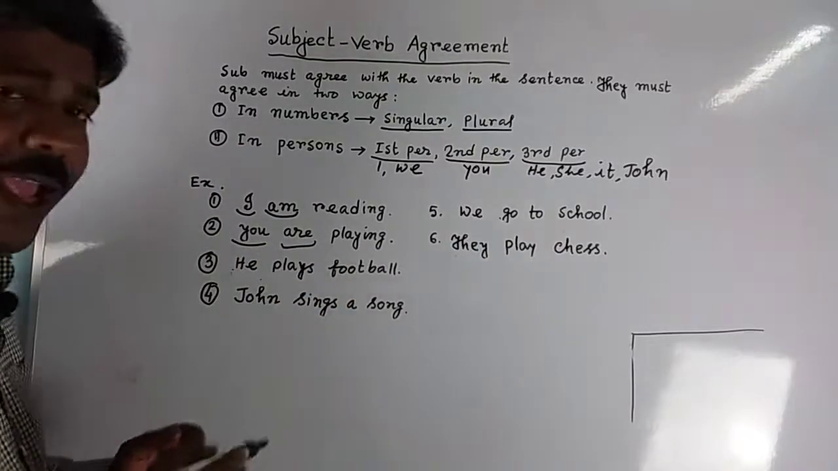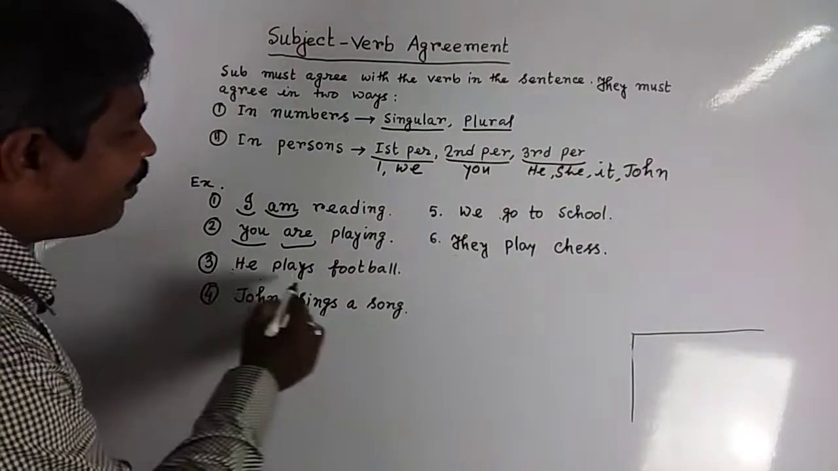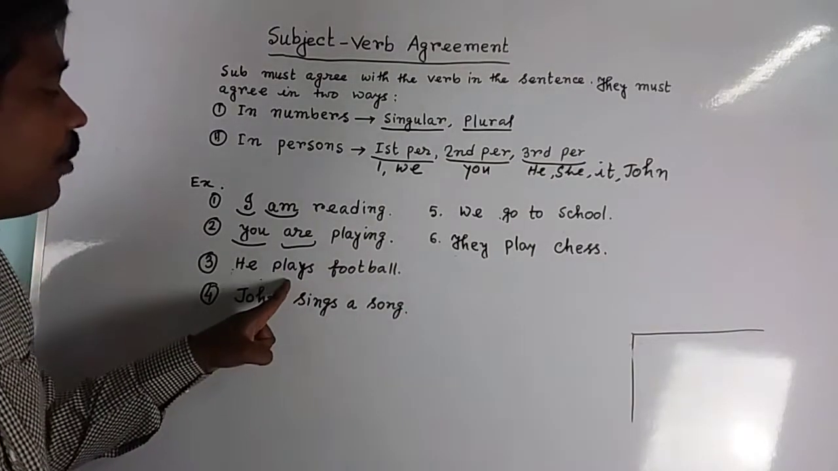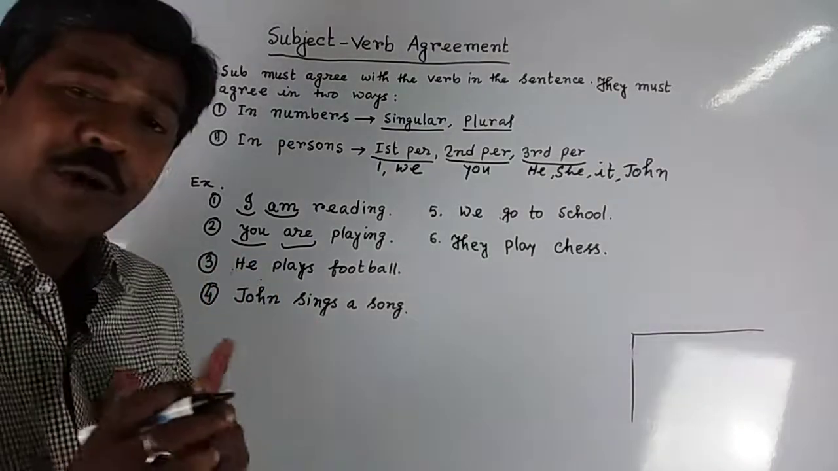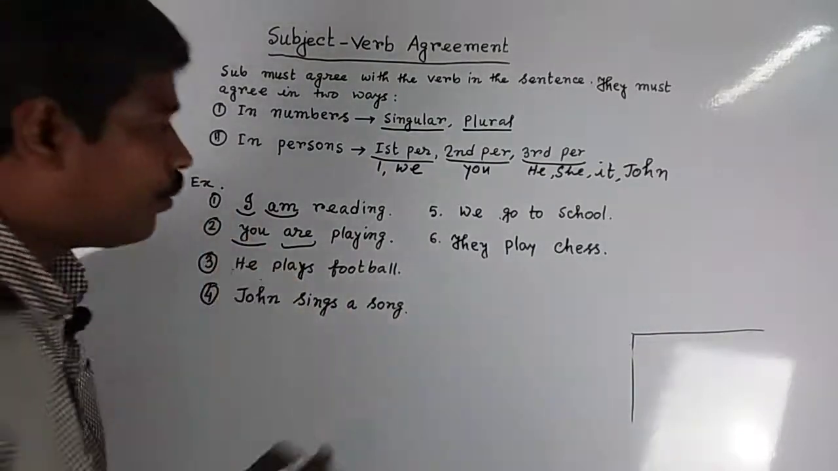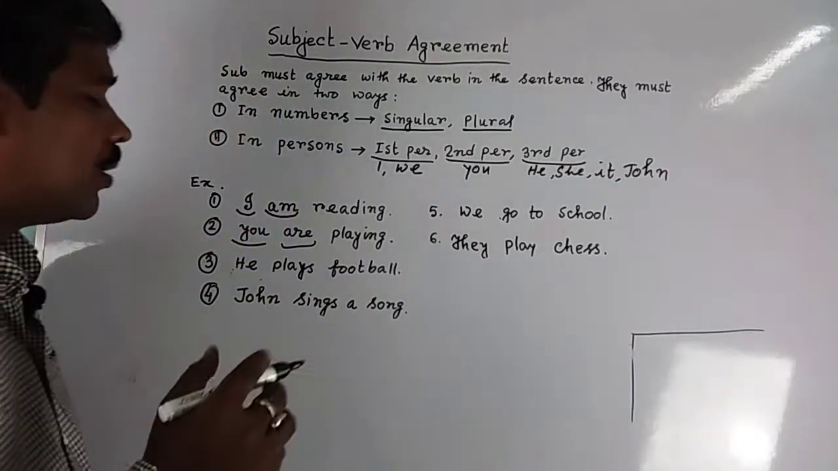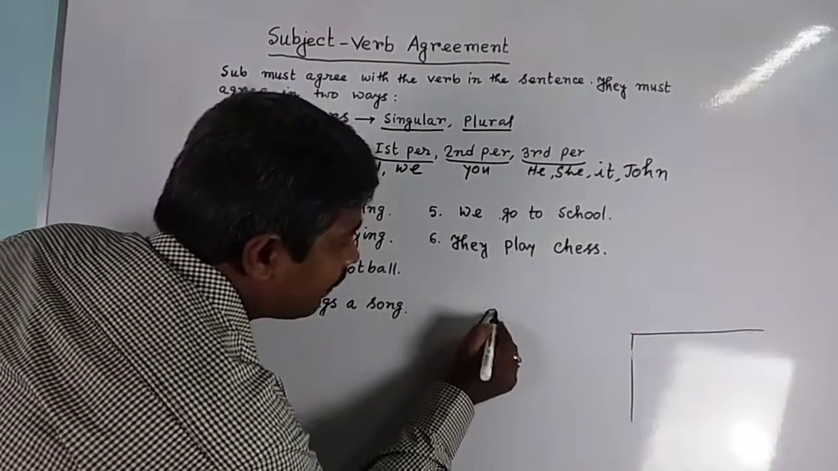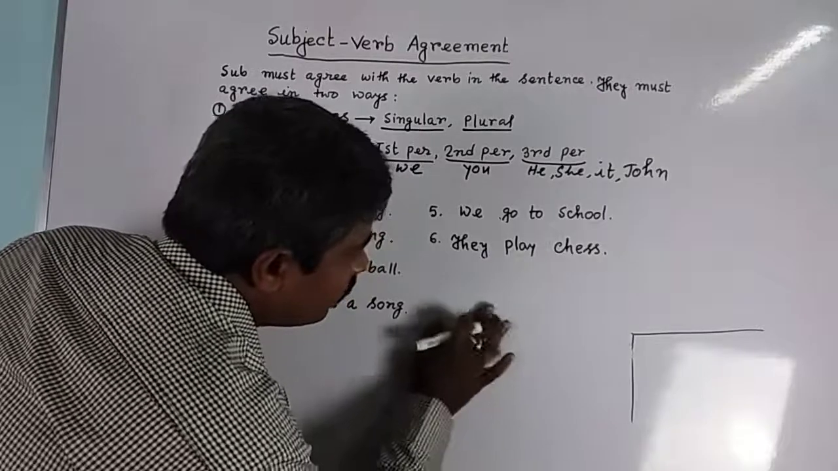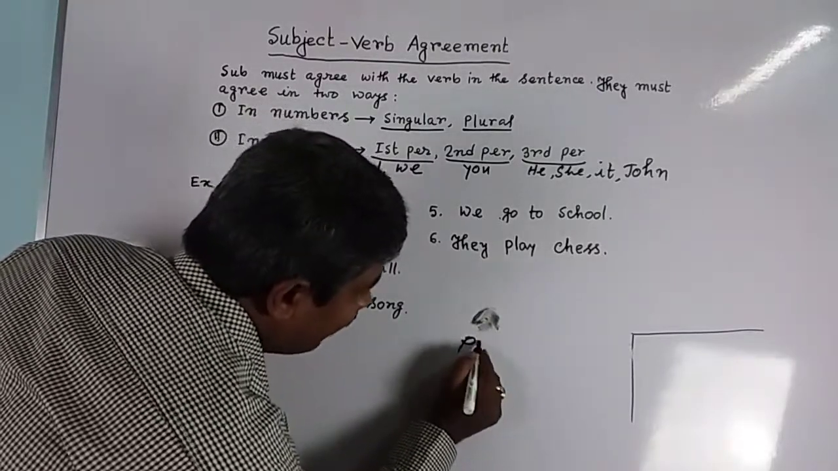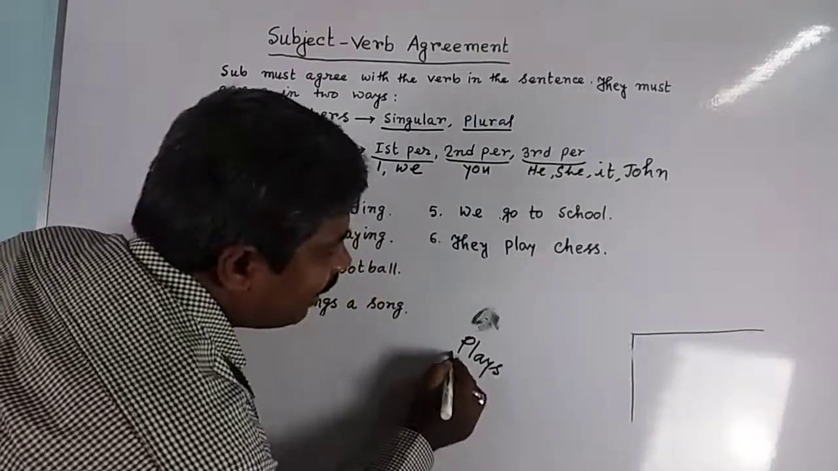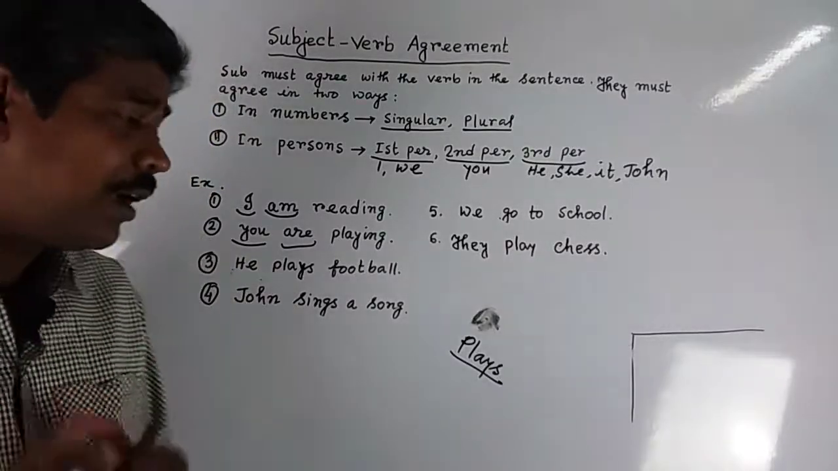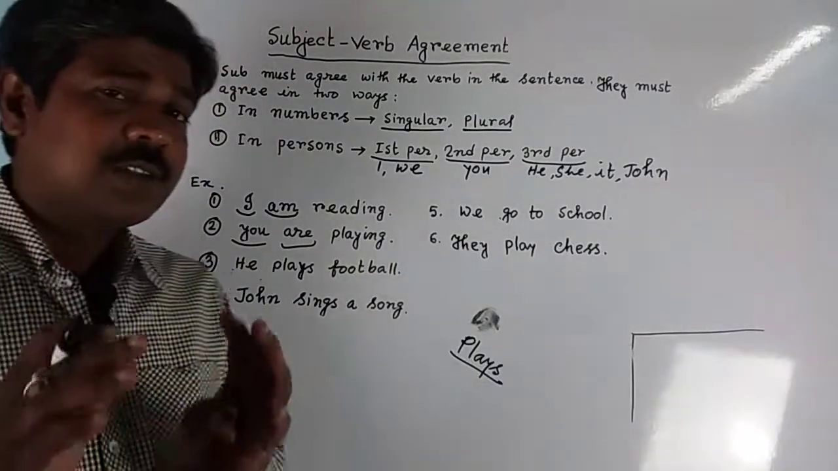You are playing. In the next one, he plays football. So he is the third person singular number. That is why we have written the singular verb, that is plays. You know friends, in present indefinite tense or present simple tense, if the subject is third person singular number, we add s or es with the verb. Sometimes we add s, sometimes we add es with the verb if the subject is third person singular number.